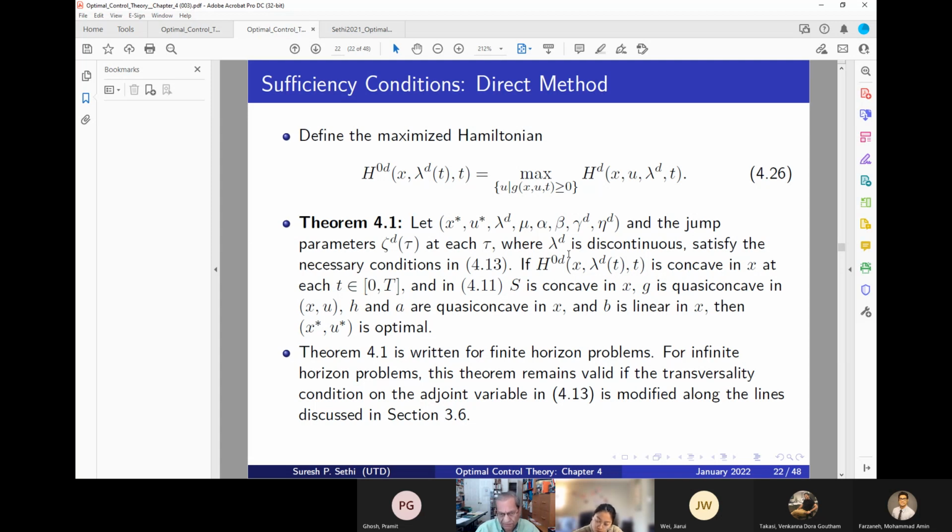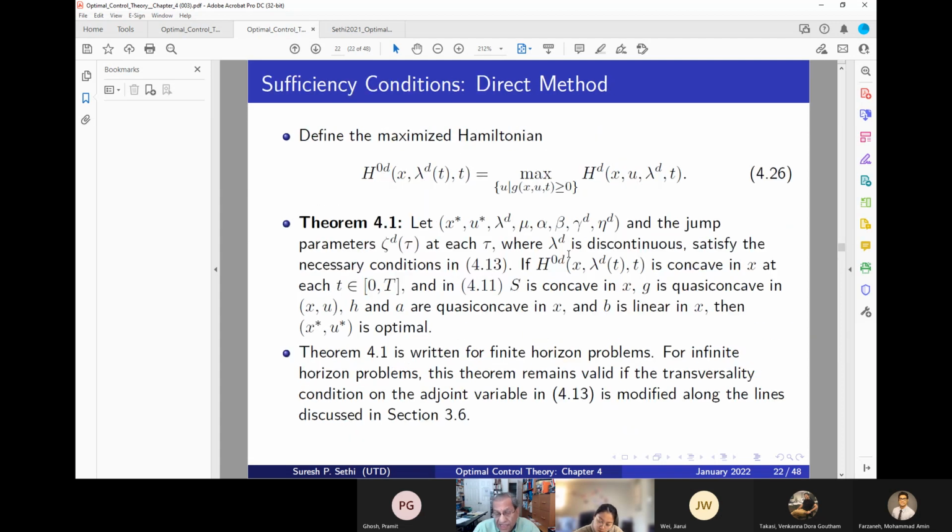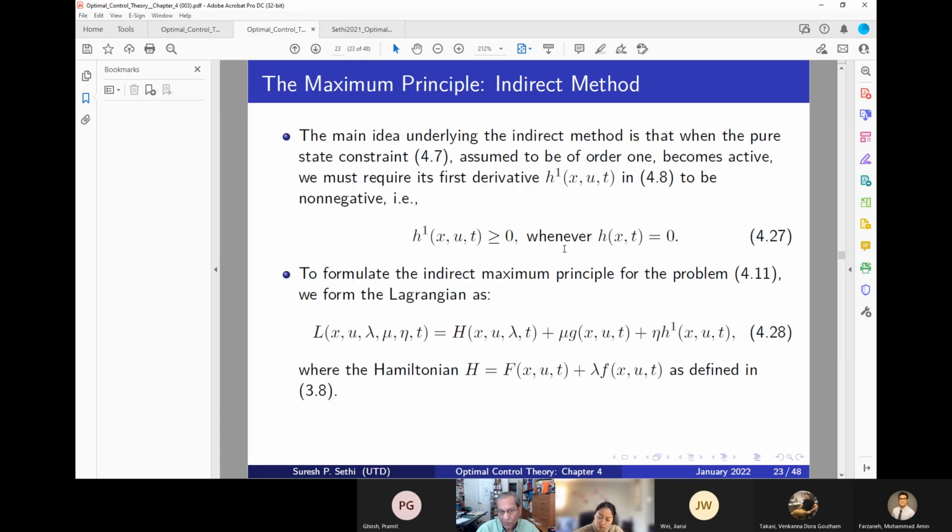Same thing we did for chapter 3. So if you're using the indirect maximum principle, which we're going to do in most of the book, and you are asked to do the sufficiency condition, you have to convert the indirect multipliers to the direct multipliers and then use this theorem. There is no direct theorem for the indirect maximum principle. So that's one of the drawbacks of the indirect maximum principle. On the other hand, it's easier to apply because it is more intuitive.